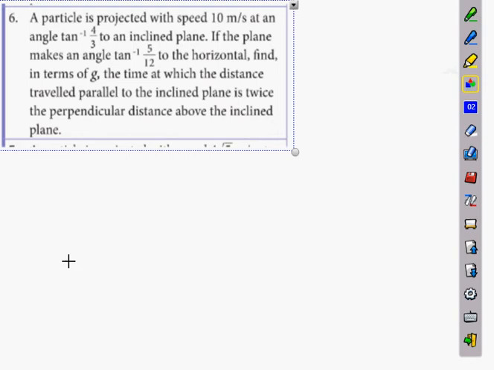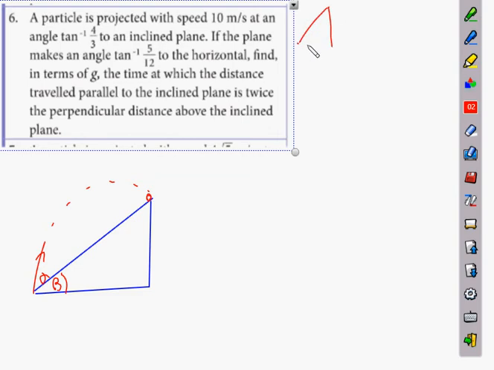We're going to have a gradient, and this gradient I'm going to call beta, isn't it? And we have a thrown angle, which we'll call alpha, and then it lands somewhere up here. We start by working out both angles straight away. Beta is going to be tan inverse 5/12, which is 5 for the opposite, 12 for the adjacent.